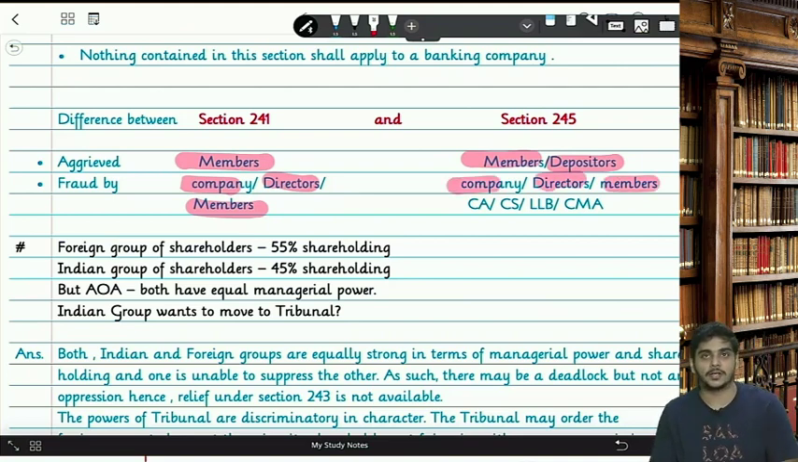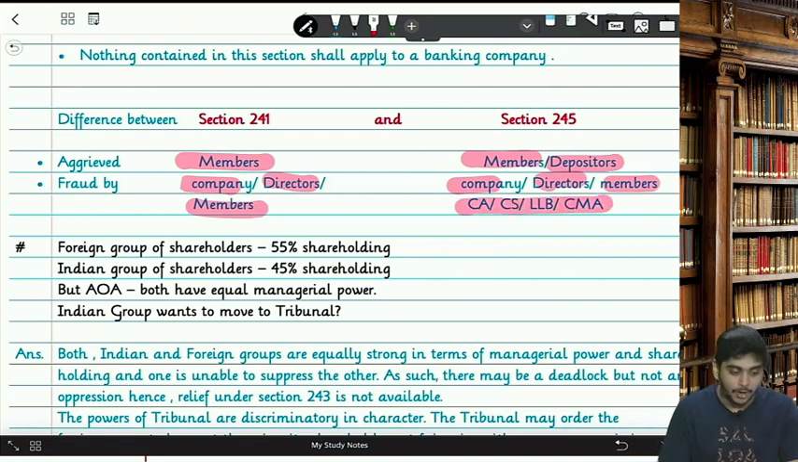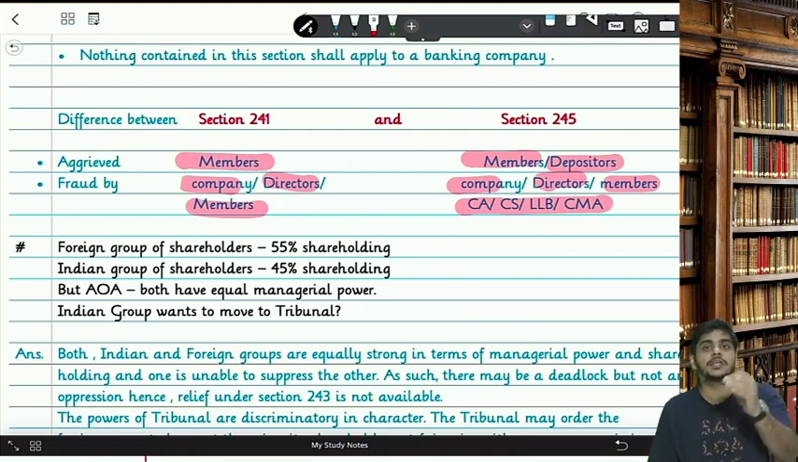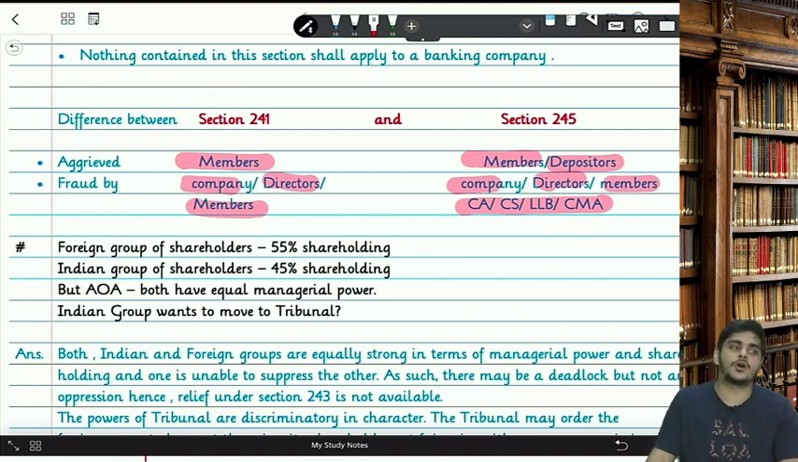So this is the same category as 241, but here CA, CS, LLB, CMA, all these people are also covered. Auditor, if you have given something wrong in the audit report, or a company secretary in practice, if you have done something wrong in the secretarial audit report.